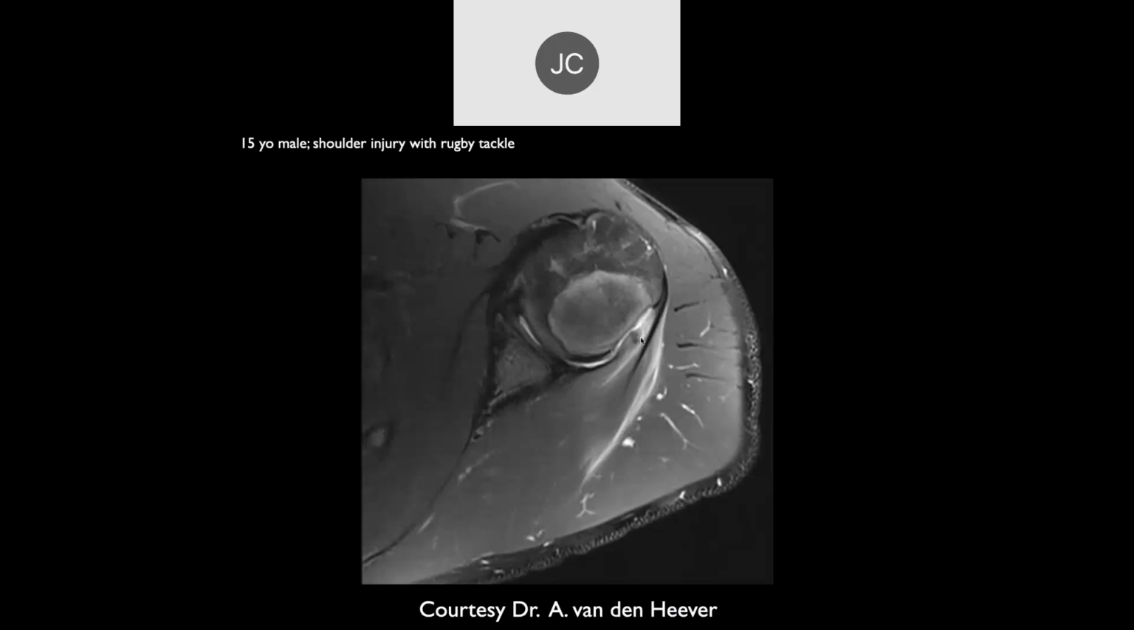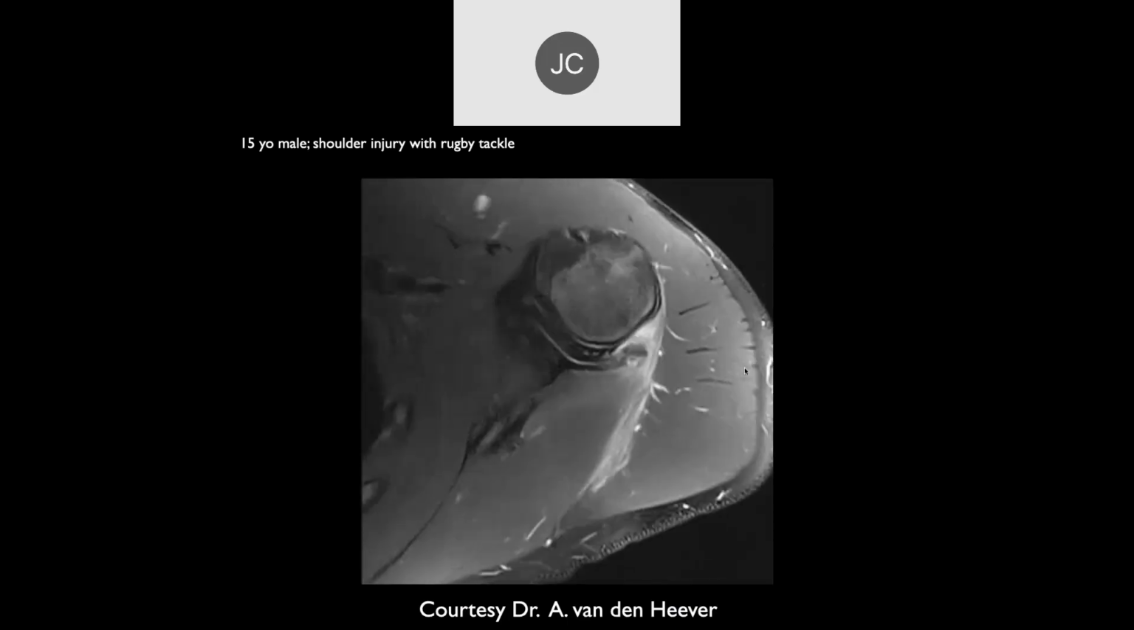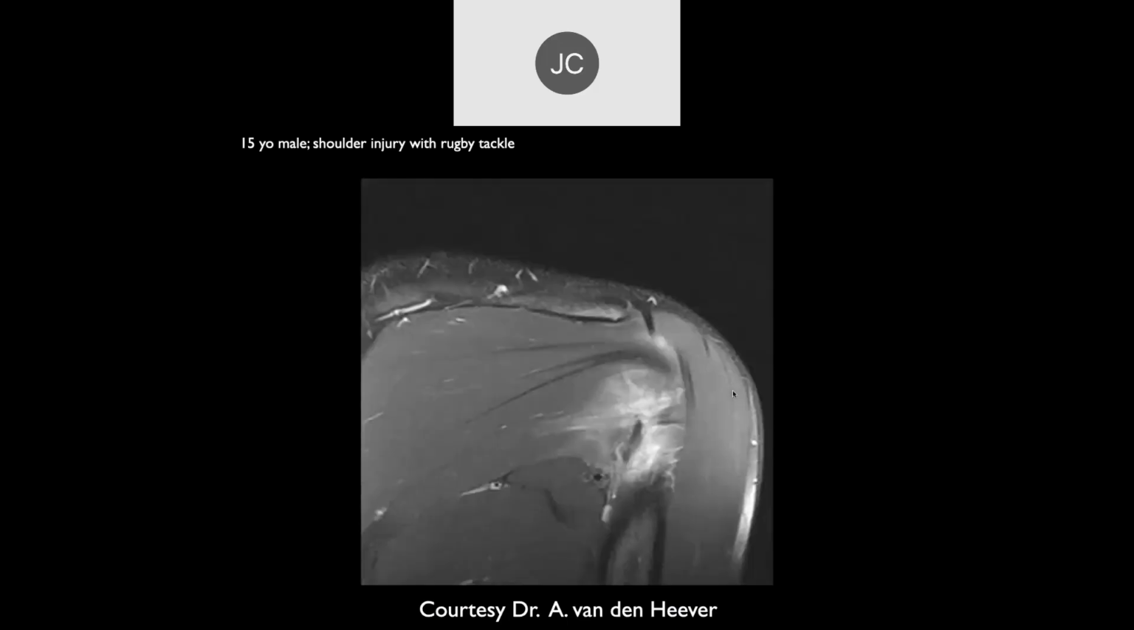Yeah. And then what did you say? Posterior capsule. Is there a little defect right there? Yeah, it looks like there may be a little bit of a defect there. It's more prominent as we get to this location, coming down here. So what do you think is going on here? Capsular sprain and tear posteriorly.